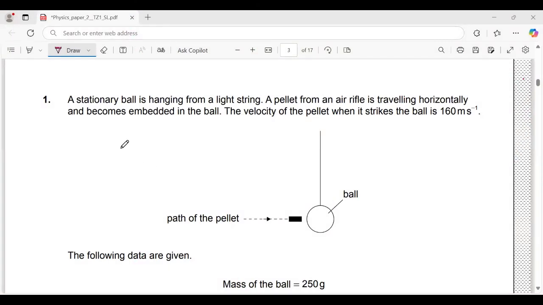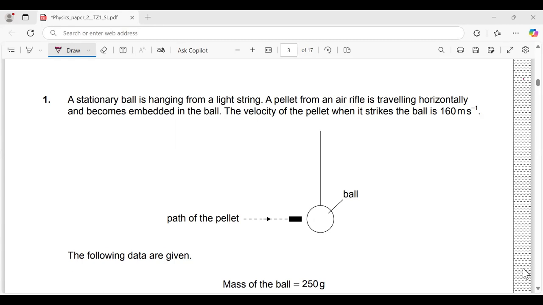Number one, a stationary ball is hanging from a string. A pellet from an air rifle is traveling horizontally and becomes embedded in the ball. The velocity of the pellet when it strikes the ball is 160 meters per second. This is the diagram, this is the pellet, and this is the ball.